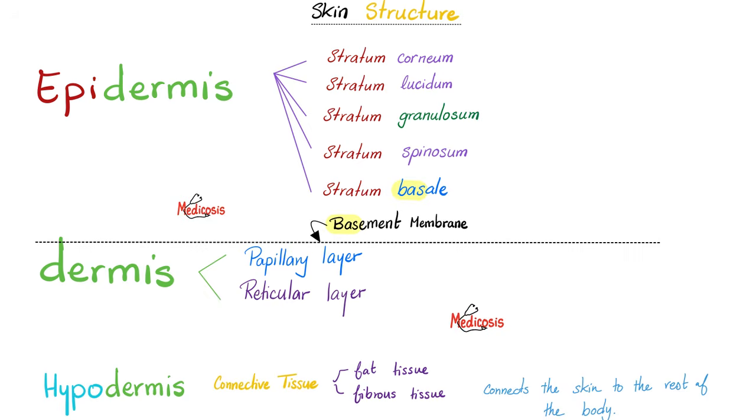Epidermis, dermis, hypodermis. The epidermis has many sublayers, including stratum corneum, stratum lucidum, stratum granulosum, stratum spinosum, stratum basale, which sits on top of the basement membrane. Basale, basement. As for the dermis, it has a papillary layer and a reticular layer. Each one of these layers has a meaning, and you can learn about this topic by watching my video titled The Skin.